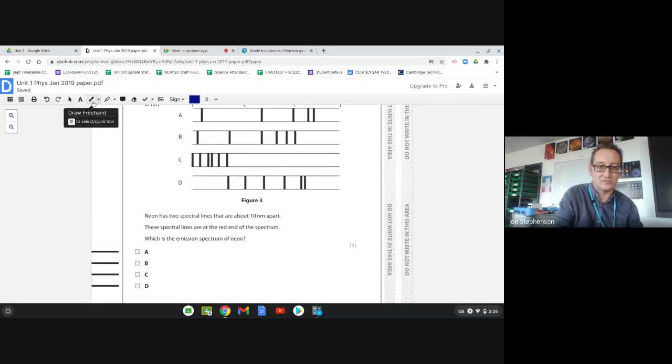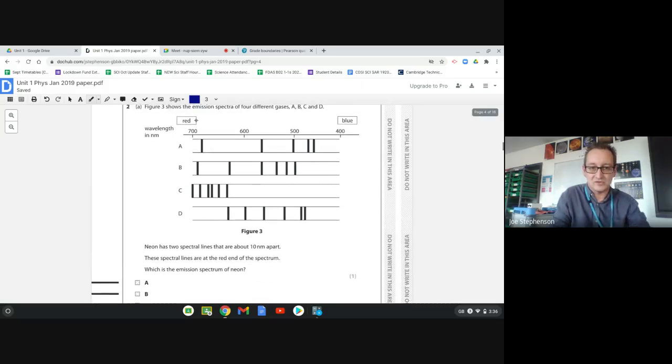Okay, so what you want to be looking for here is lines that look like this one, or this one, or perhaps it could be this one. Now, these spectral lines are at the red end of the spectrum. So just go straight up here and look, we've got red and we've got blue, so it must be at this end of the spectrum.